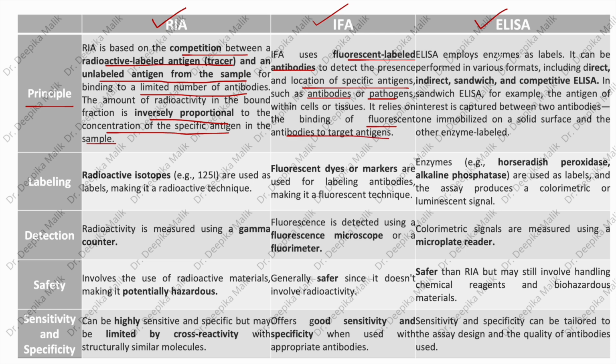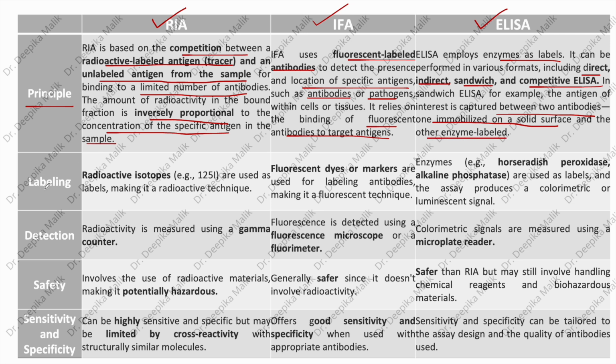ELISA employs enzymes as labels. It can be performed in various formats, including direct, indirect, sandwich, and competitive ELISA. In sandwich ELISA, for example, the antigen of interest is captured between two antibodies, one immobilized on a solid surface and the other enzyme labeled.